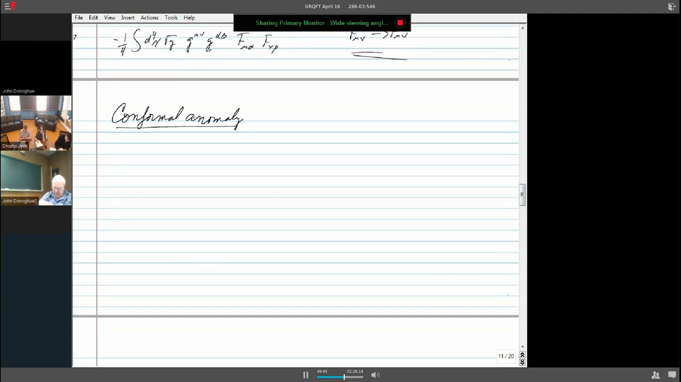And then the e to the two sigmas cancel. There's e to the two minus two sigma, e to the minus two sigma, e to the four sigma. That cancels by itself, and so you're golden here. Okay, so photons are conformally invariant. Scalars are if ξ is equal to 1/6. Okay, good.